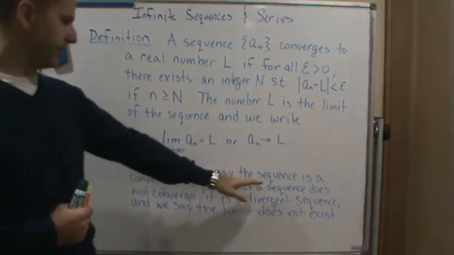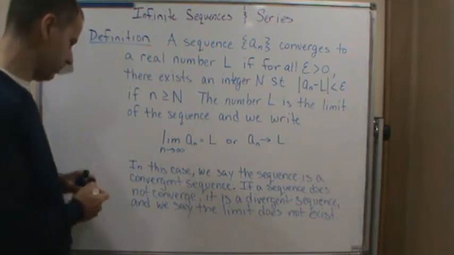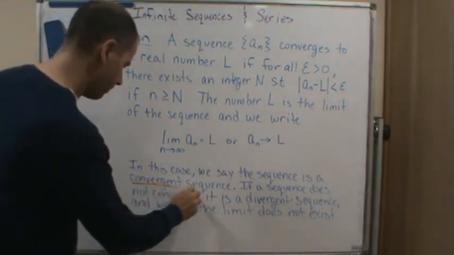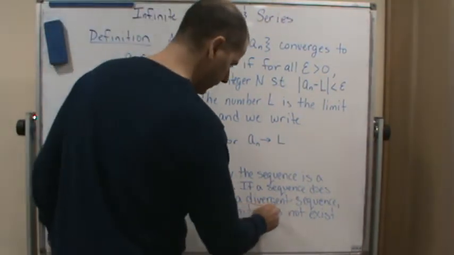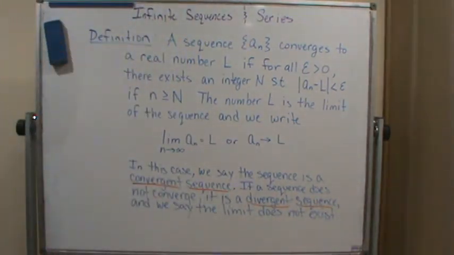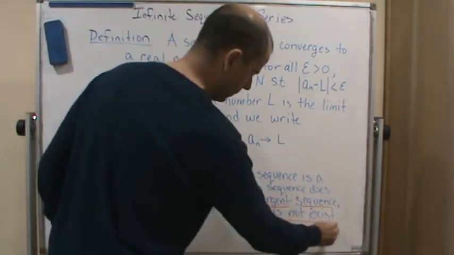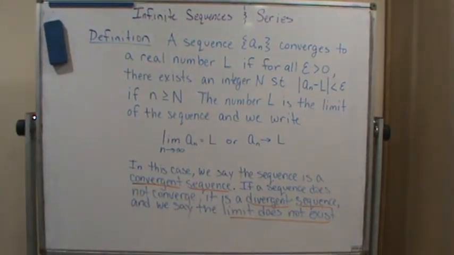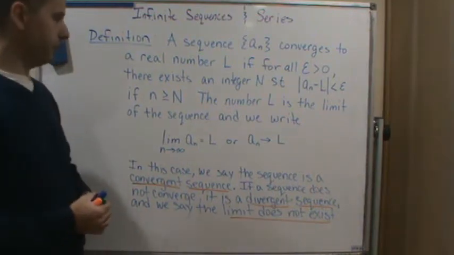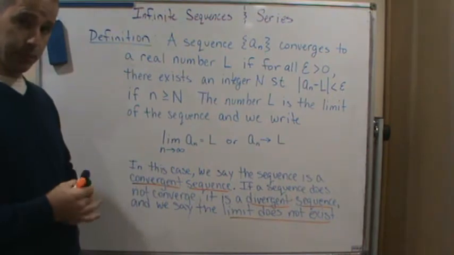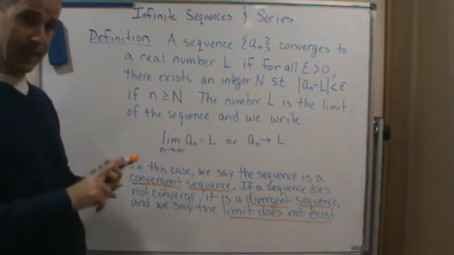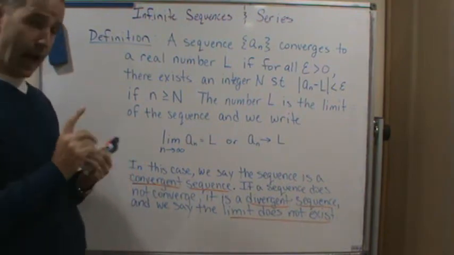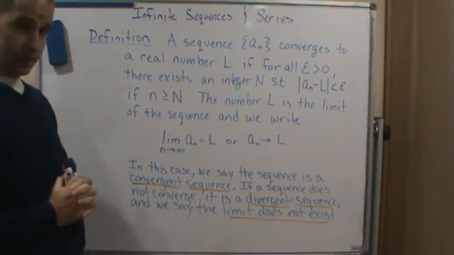In this case, we say that the sequence is a convergent sequence. If a sequence does not converge, then obviously we call it a divergent sequence, and we also would say that the limit does not exist. So if the sequence is convergent, then it has a limit. The limit exists and we can find it. If it's not convergent, then the limit does not exist.